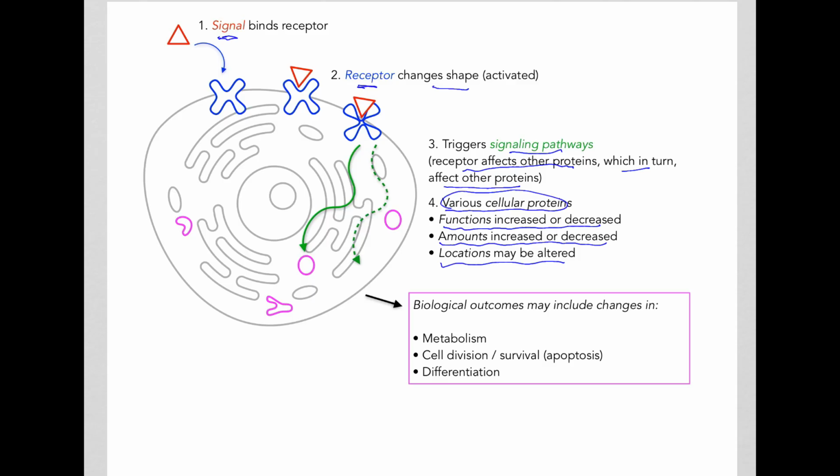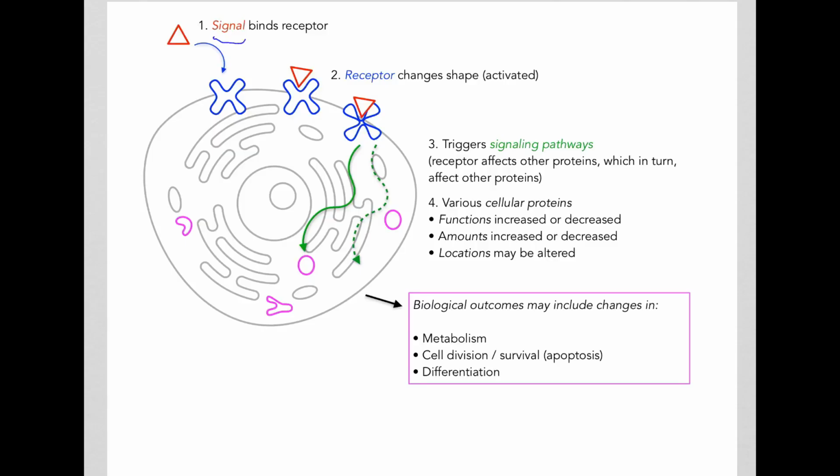So as you know, proteins do almost everything for cells. So once we start changing this amount of proteins or functions of proteins or locations of proteins, that's going to lead to a change in cellular activity, a biological outcome such as changes in metabolism, changes in cell division, survival or apoptosis, and it may even make the cell differentiate into some other type of cell.